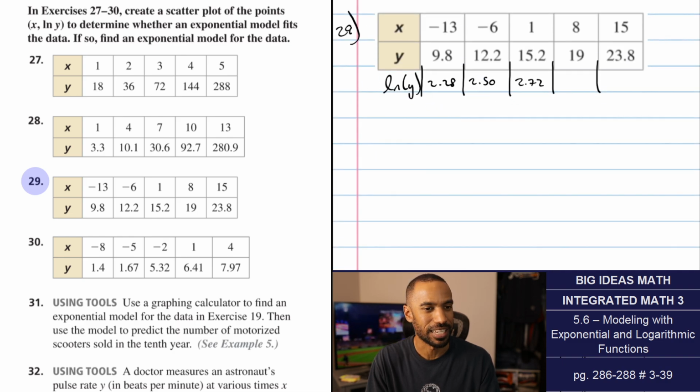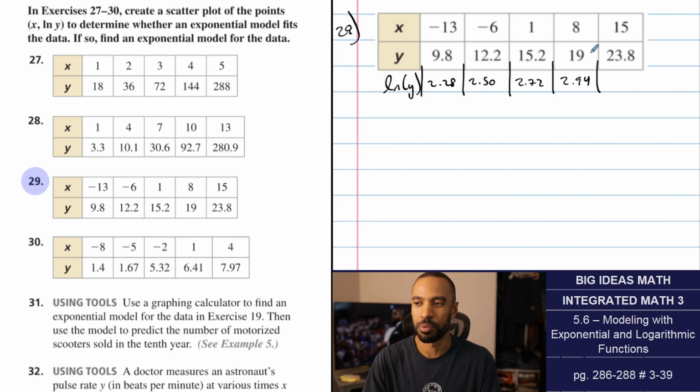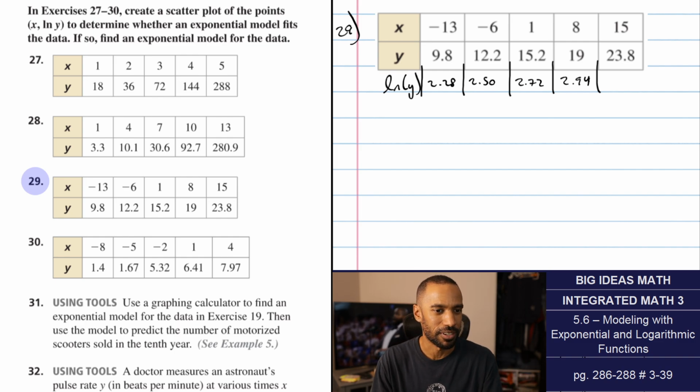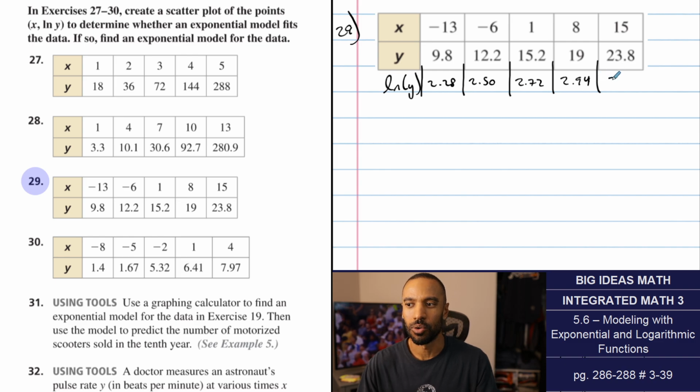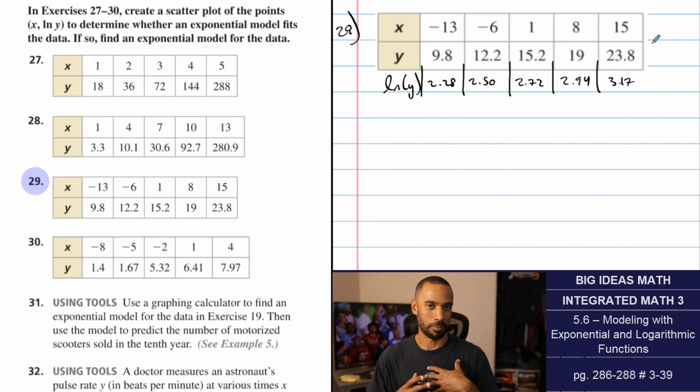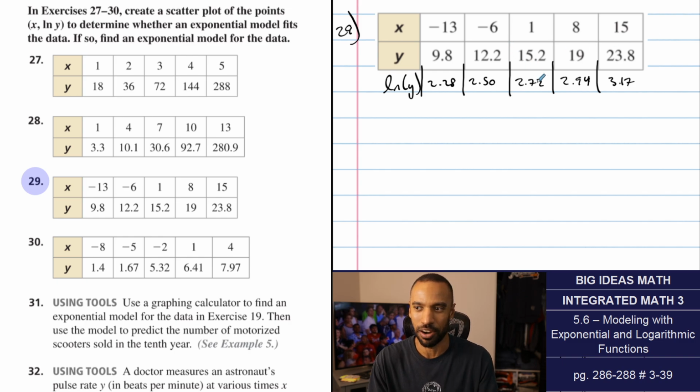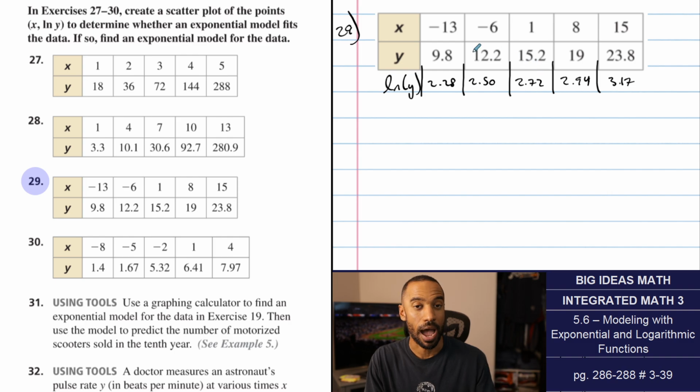This one I can tell. Natural log of 19 is 2.94. It's rounded to 2.94, but it's 2.94. And is the last one 3.16? Maybe it'll go up to 3.17. Natural log of 23.8 rounds up to 3.17. So clearly it has linearity. I'm going to state that. It clearly shows linearity. The difference between each of them is 0.22 rounded. Everything's rounded on here. In fact, when I go to the calculator to show you this stuff, those are the numbers we're getting. So 3.17 is the rounding, 2.94 is rounded.